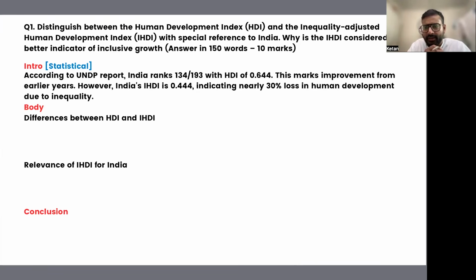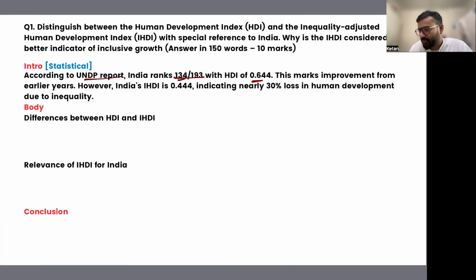Another type of introduction can be a very statistical introduction. If you have data regarding India's position vis-a-vis the rest of the world in HDI and IHDI, you can use statistics also, right? Data also. So this introduction also works. According to the UNDP report, India ranks 134 out of 193 countries with an HDI of 0.644. So if you have this data, this is a very good introduction.